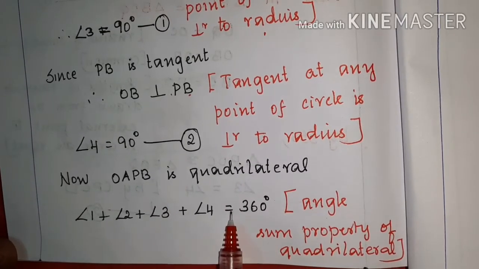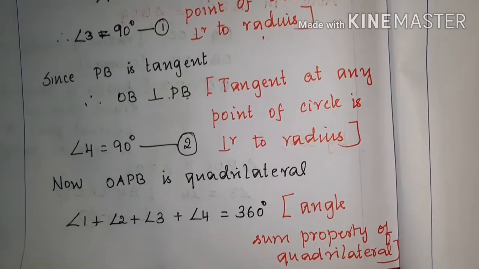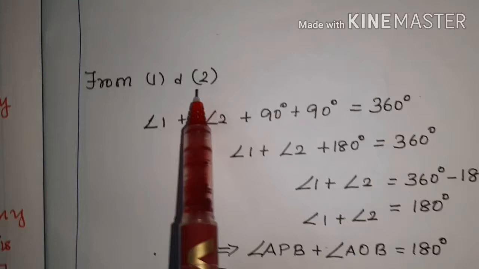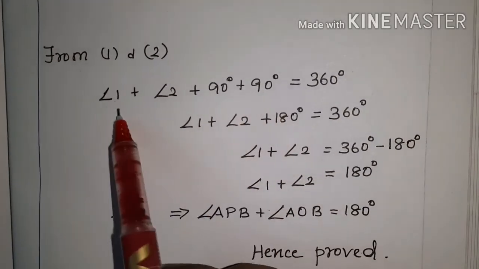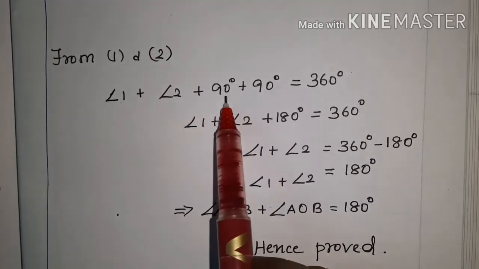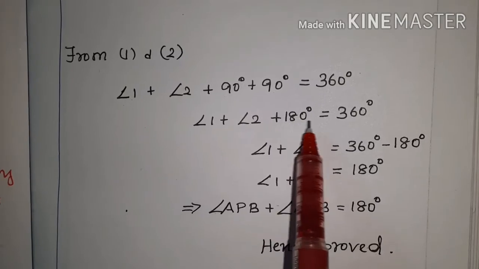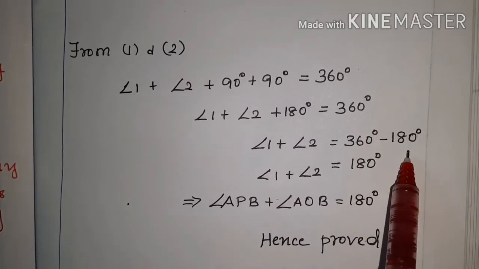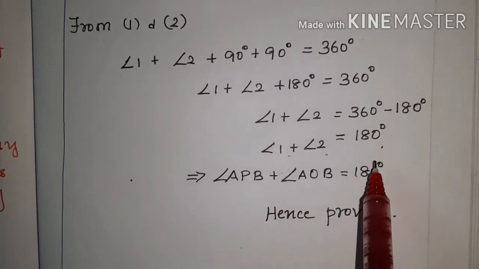By adding all the four angles, by the angle sum property, it is equal to 360 degrees, the sum of all the four angles. Now, from 1 and 2, you know angle 3 and 4 are 90 degrees each. So, angle 1 plus angle 2 plus 90 degrees plus 90 degrees equals 360 degrees. 90 plus 90 is 180 degrees. And the next step, what happens? You move 180 to the other side. So when it gets subtracted, you get 180. Therefore, angle 1 plus 2 is equal to 180 degrees.